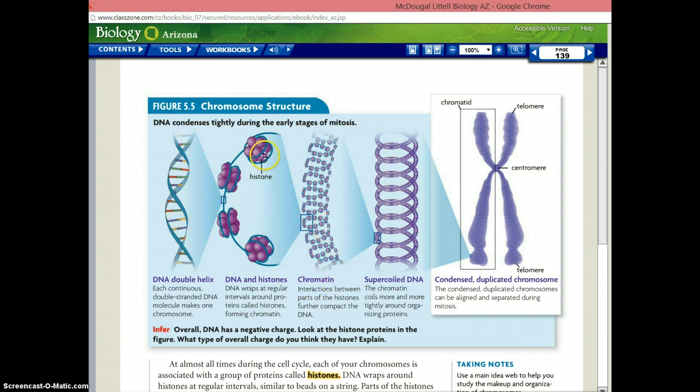The process of wrapping around the histones continues, and it gets a little bit tighter, and then eventually we have a chromosome. Notice that this section right here, this entire thing, is taken from this itty bitty box down here in this chromosome. So this chromosome here contains a whole bunch of that.